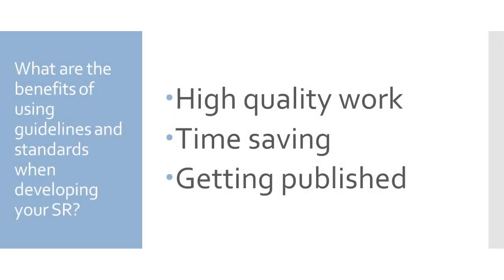What are the benefits of using guidelines and standards when developing your systematic review? First, it helps ensure that you're producing high-quality work that is following best practices. Second, you can save time by eliminating the guesswork out of what steps to take and what elements to include. And third, it will increase your chance of getting published by knowing what journal editors are looking for in a systematic review.